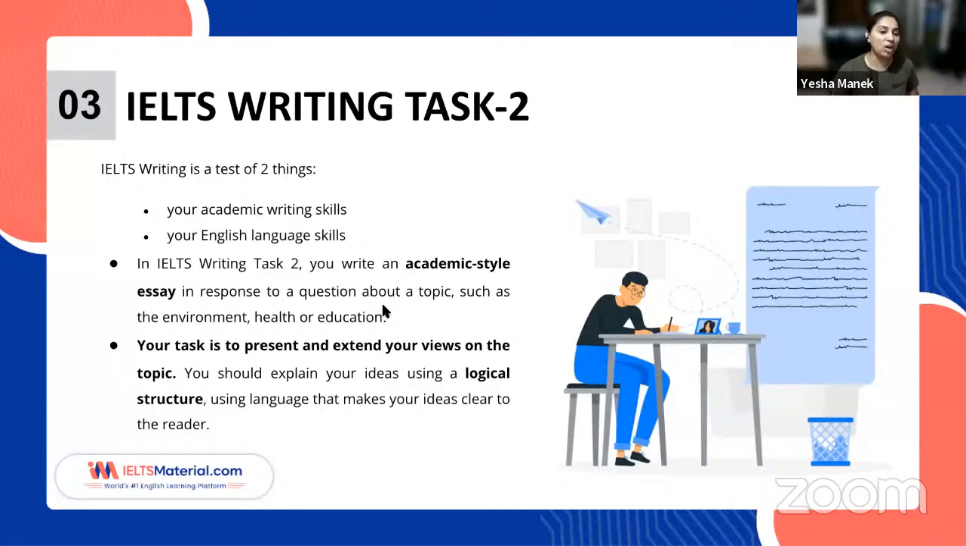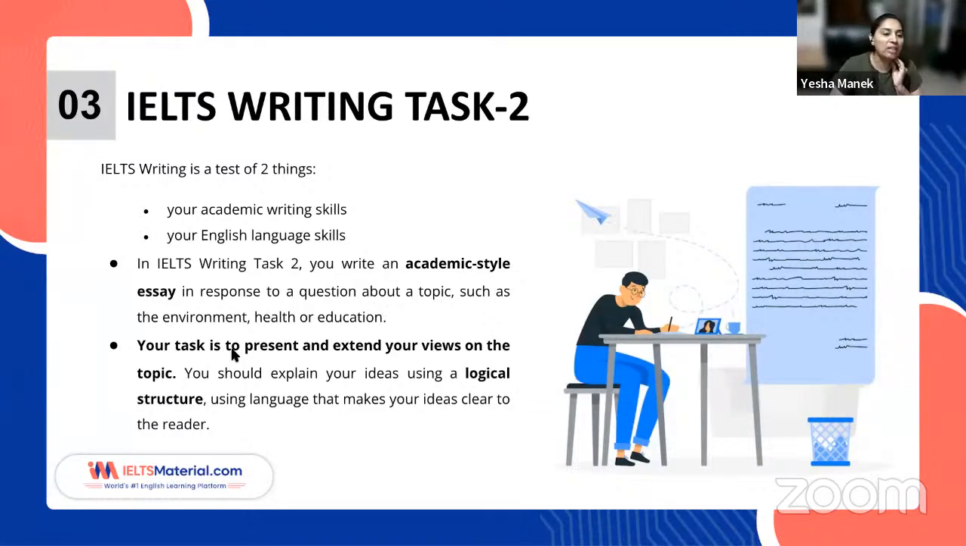So this is called the academic style of writing. When you write or give a response to a particular topic, for example, environment, health, or education, it completely talks about academic structure. It doesn't talk about any social index. It talks about academic context.